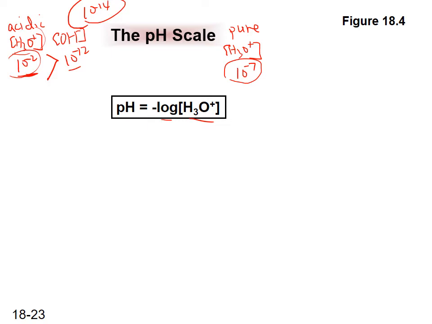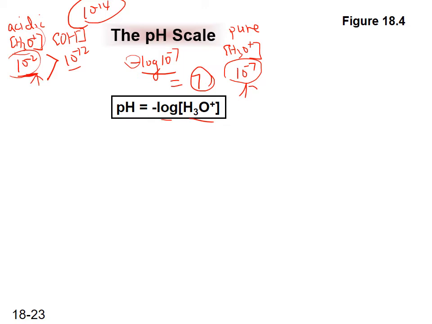So pH in pure water should be negative log of hydronium ion, which is 10 to the minus 7. If you use a calculator, log 10 to the minus 7 is just negative 7, and you have a negative sign here, and that makes it 7. So pure water has a pH of 7, which is much easier than 10 to the minus 7. What about an acid solution?